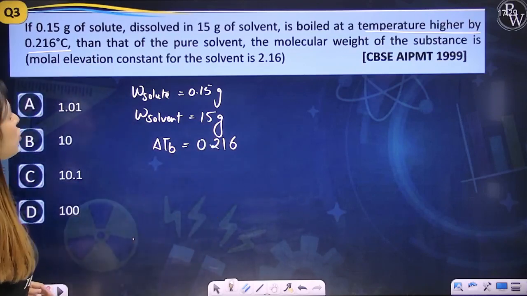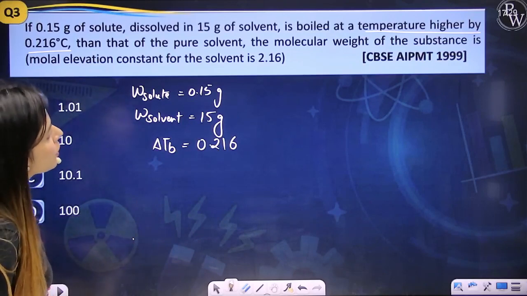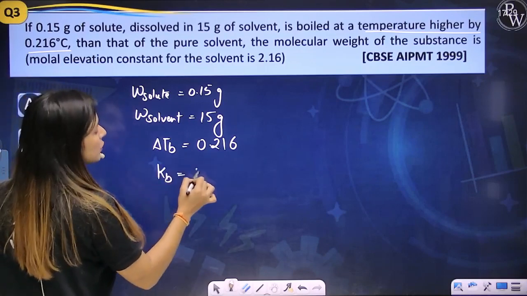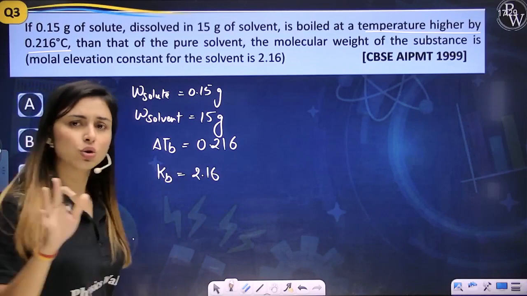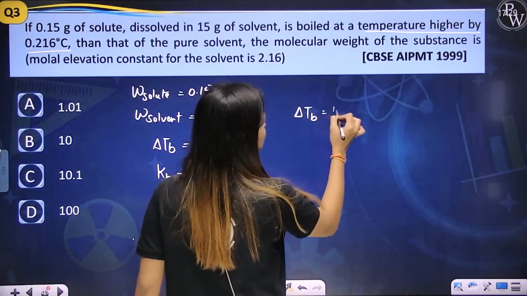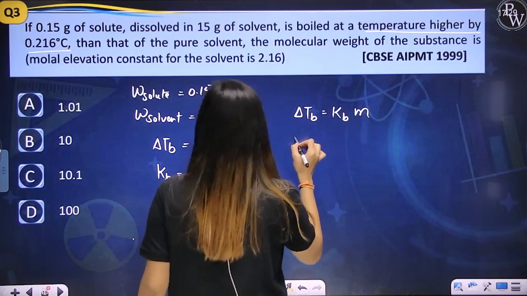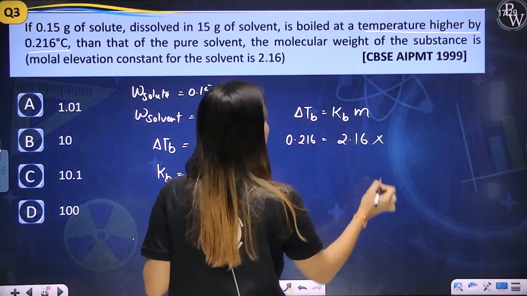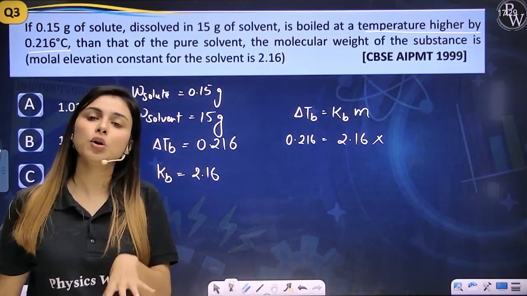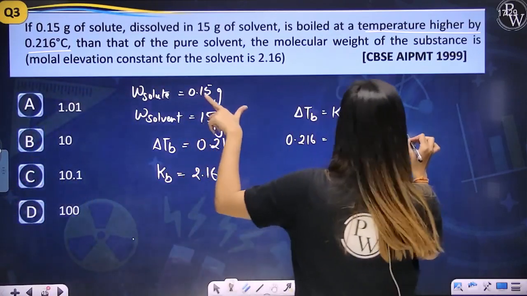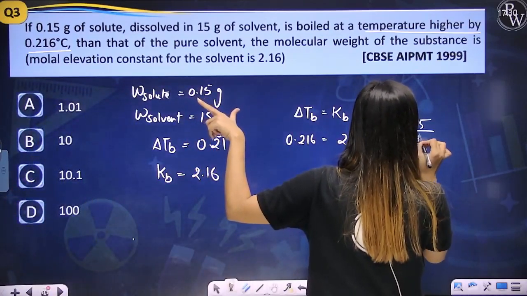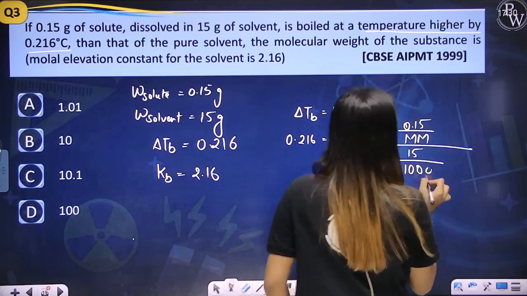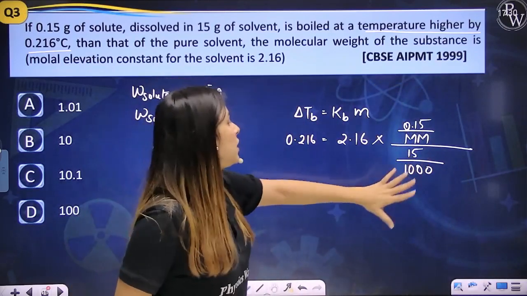Then that of the pure solvent. The molecular weight of the substance is to be found, and the molar elevation constant, my dear students, your Kb value, is given to be 2.16. So I know that delta Tb is equal to Kb into molality. So delta Tb, 0.216, is equal to 2.16 into molality. What is molality? Moles of solute upon mass of solvent in kg. So moles of solute is 0.15 divided by the molar mass of solute, which we need to calculate, divided by the mass of solvent in kg. So I'll have to divide it by 1000. If you see, you have everything given here.